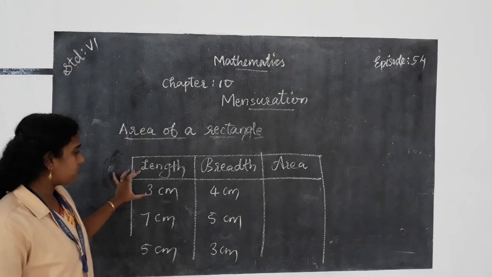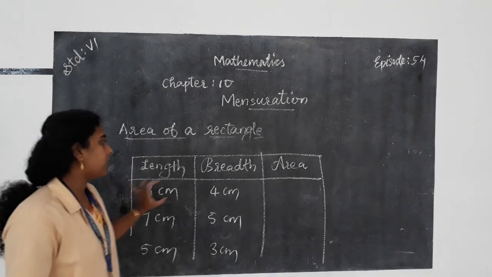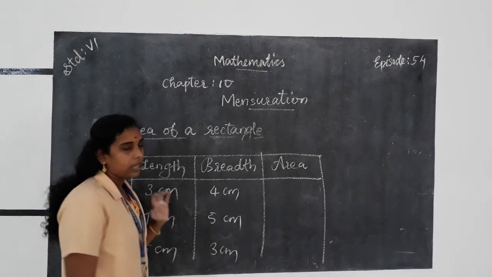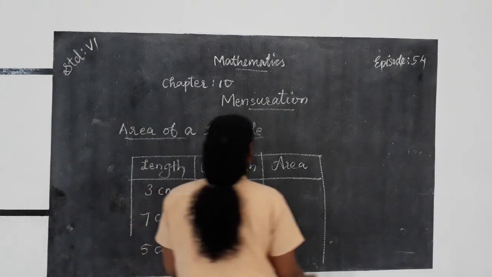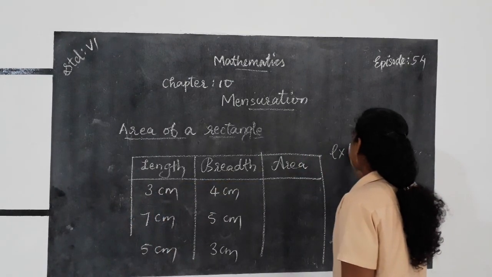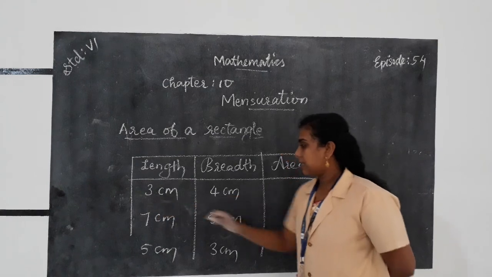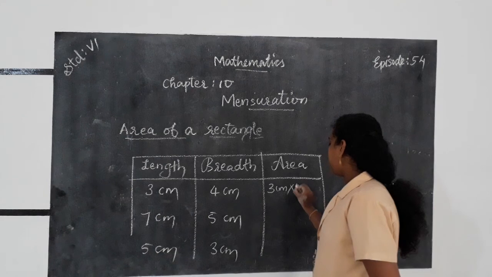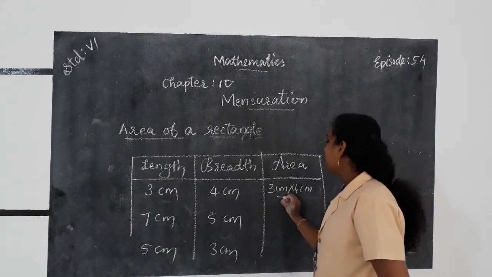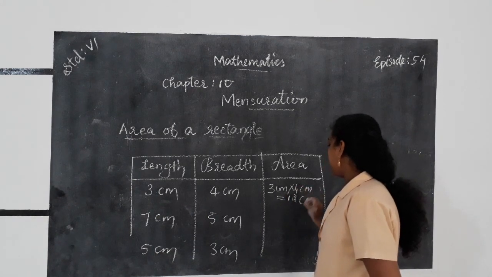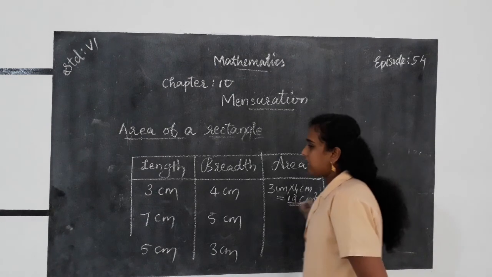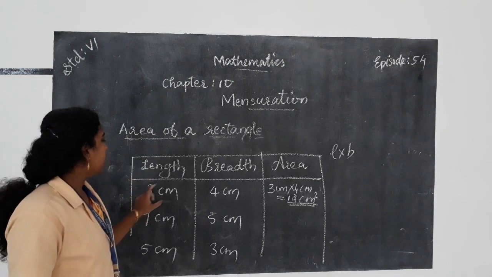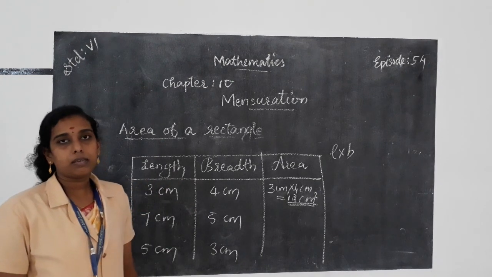In the first case, the length of the rectangle is equal to 3 centimeter and the breadth is equal to 4 centimeter. To find the area of the rectangle, the equation is length into breadth. So 3 centimeter into 4 centimeter. 3 fours are 12 square centimeter. So 12 square centimeter is the area of the rectangle having 3 centimeter length and 4 centimeter breadth.